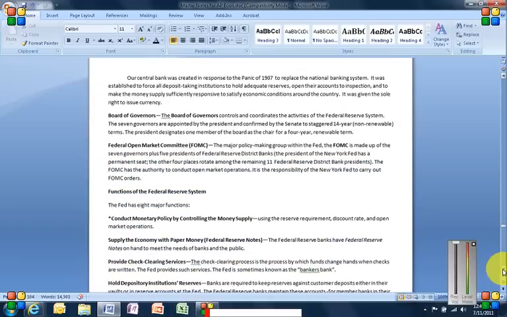But our central bank was created in response to the Panic of 1907. There was a lot of financial instability in our country up until the time that the Fed was created, and so it was created to replace the national banking system that we had in existence up until that point. It was established to do a few things: to force all the deposit-taking institutions to hold adequate reserves, which many of them were not doing at that point, to open their accounts to inspection, and to make the money supply sufficiently responsive to satisfy economic conditions around the country.